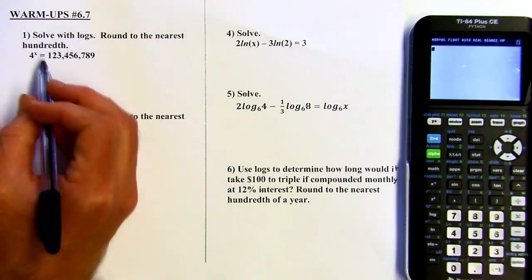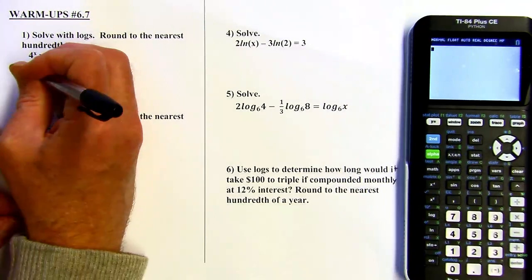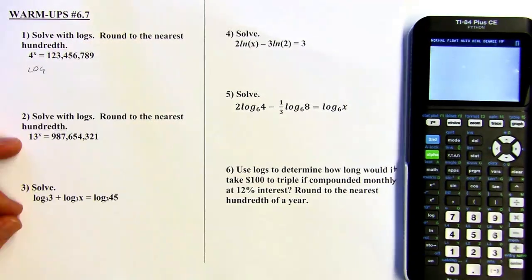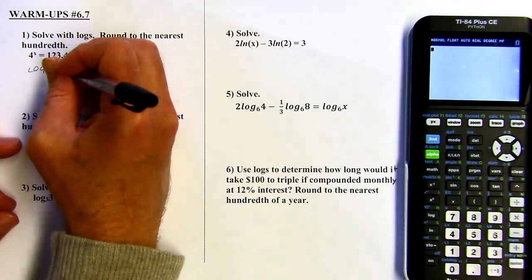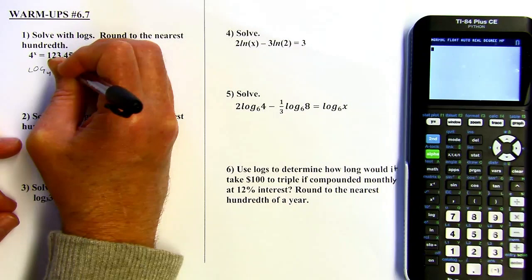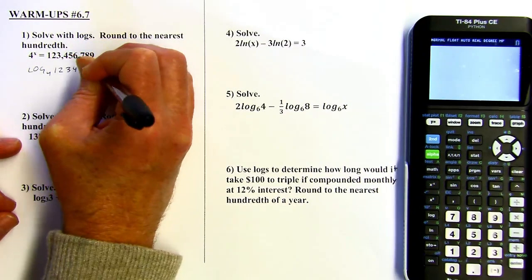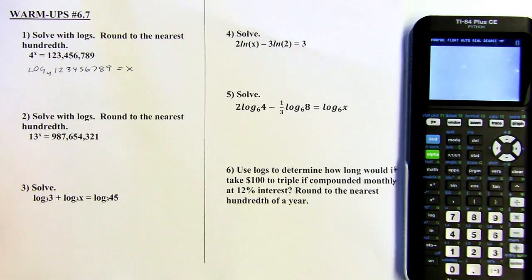So I'm going to need to put this in log form in order to solve. Only way that I can isolate the x there is with log form. So my base is 4. The long number is going to be the argument, or the contents of the log. And then the x gets isolated, okay?